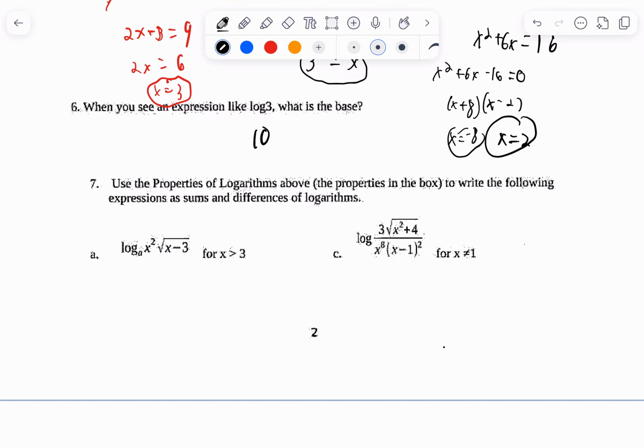Use the properties of logarithms above, the properties in the box, to write the following expressions as sums and differences of logarithms. So there are no properties of logarithms above.